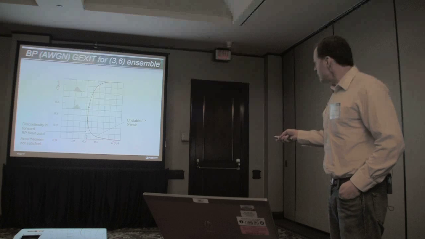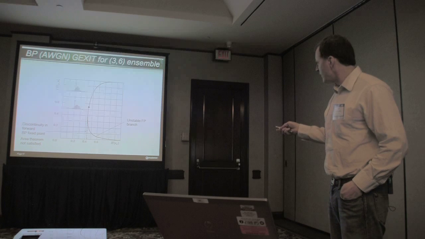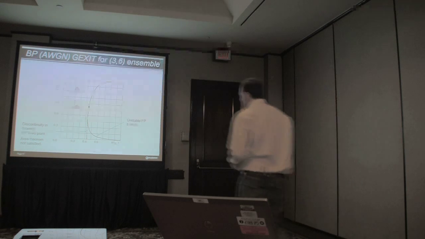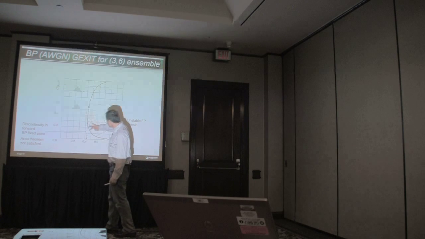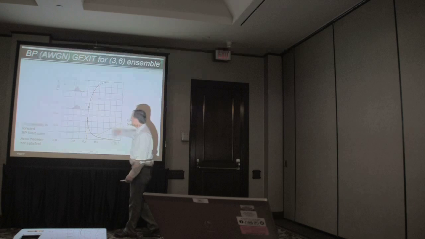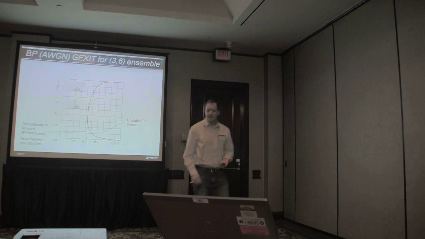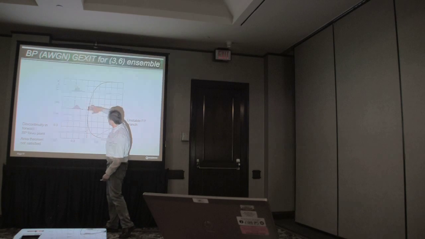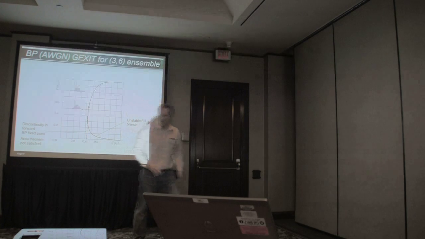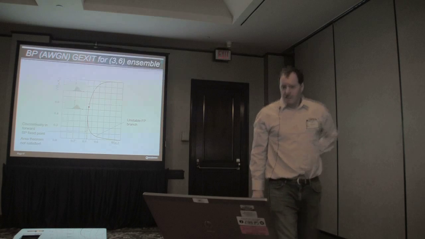So the area bounded by this curve here, including this branch, which normally you wouldn't see because it's coming from the unstable fixed points of density evolution, this area corresponds to the rate of the underlying code. Whereas the BP EXIT curve, which looks like this, strictly speaking, does not satisfy the area condition. Okay.